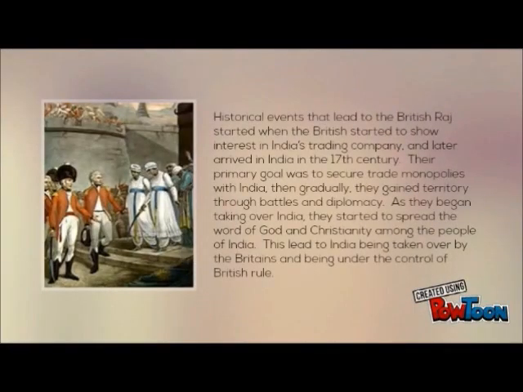Historical events that led to the British Raj started when the British started to show interest in India's trading company and later arrived in the 17th century. Their primary goal was to secure trade monopolies with Indians, and gradually they gained territory through battles and diplomacy. As they began taking over India, they started to spread the word of God and Christianity among the people of India. This led to India being taken over by the British.